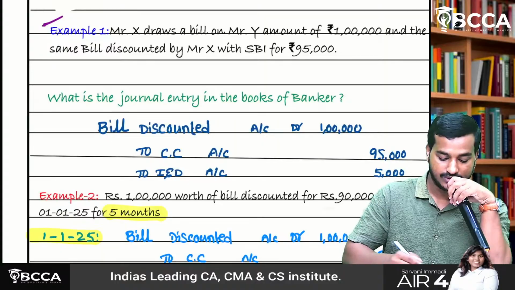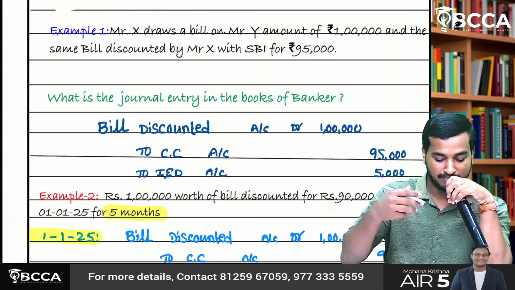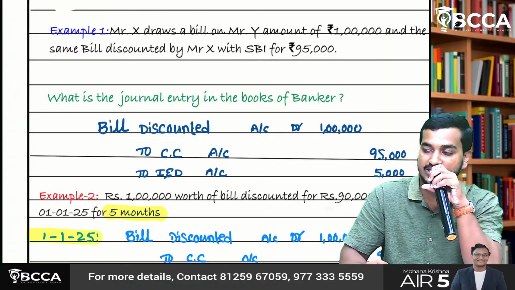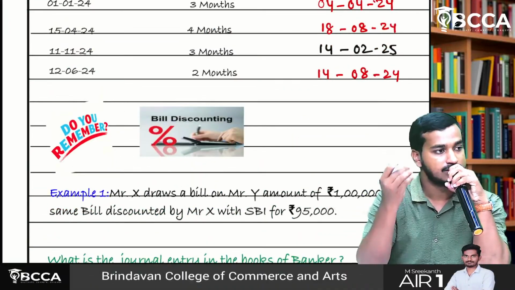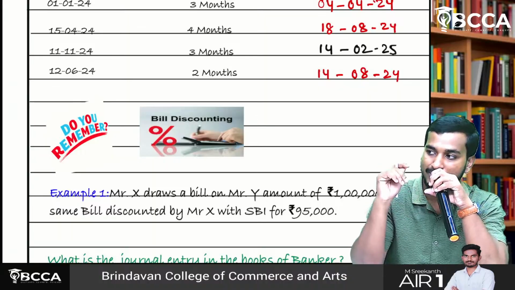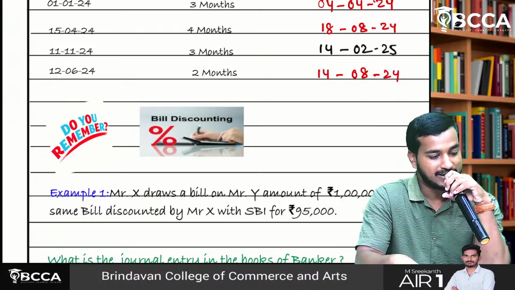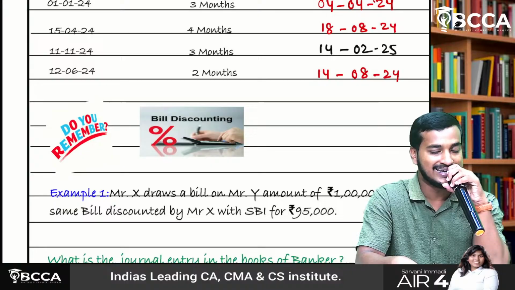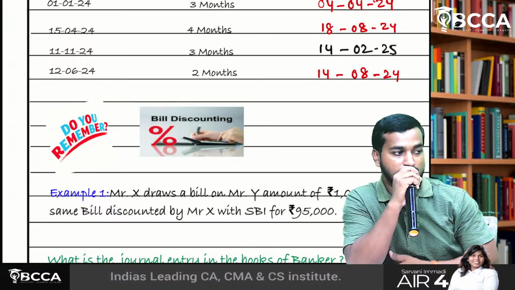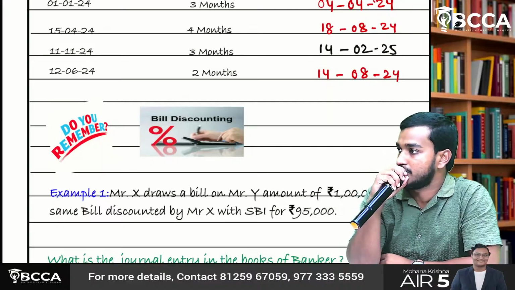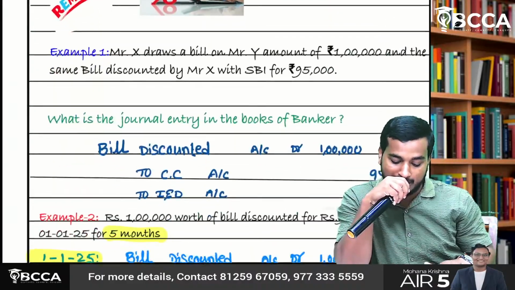Then, whenever a bill is discounted, what is the entry in your bills of exchange? Bank account debit, discount account debit to bills. But that is in your group 1 only. In group 2, we have to think from the banker's point of view, not from the drawer or drawee point of view.